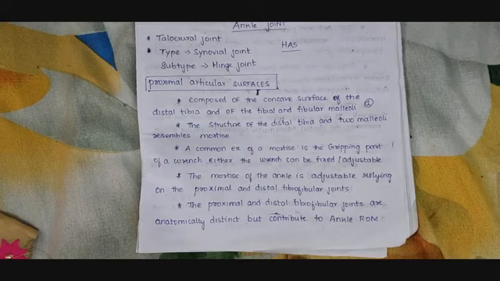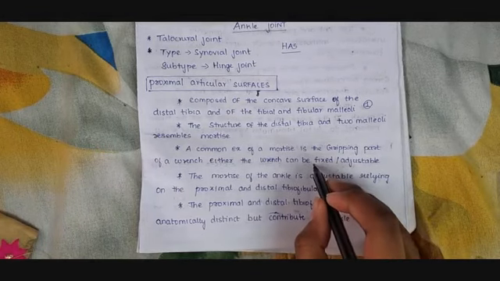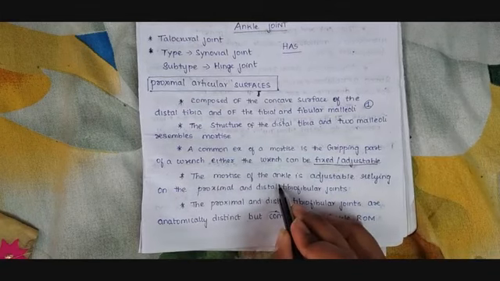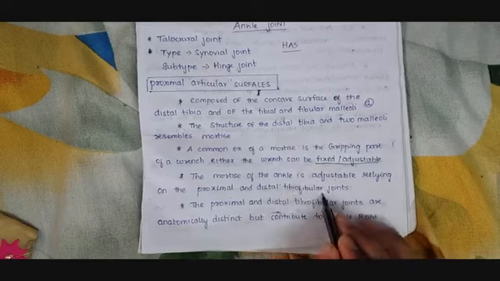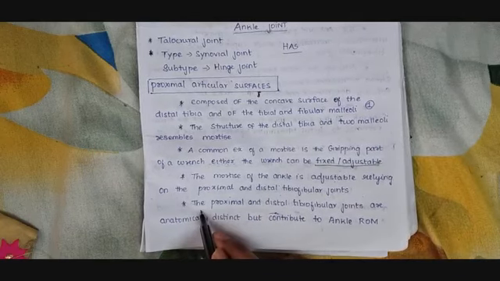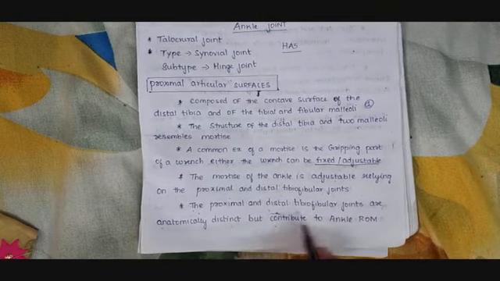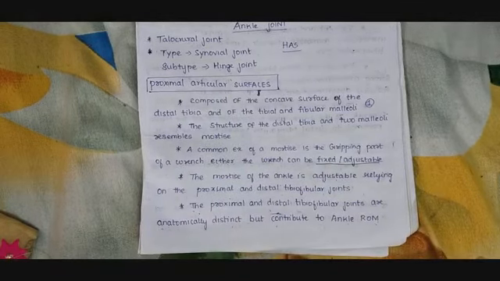The second point is that the structure of the distal tibia and the 2 malleoli resembles a mortise. The third point is that the mortise can be either fixed or adjustable in nature. Here the mortise of the ankle is adjustable in nature, which relies on the proximal and distal tibiofibular joint. The fifth and final point is that the proximal and distal tibiofibular joints are anatomically distinct but contribute to ankle range of motion. So these are the 5 important points you have to remember under the subtopic proximal articular surfaces.